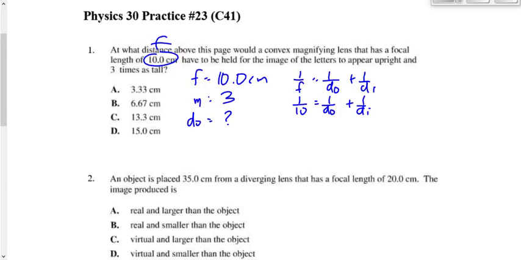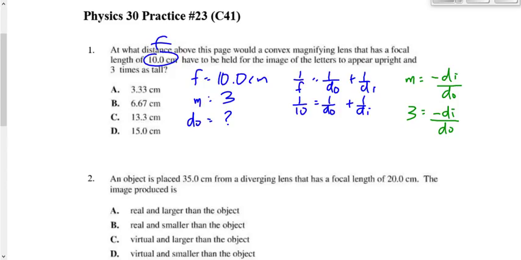Image of the letters. Let's try the other equation here. M is equal to, well, hi over ho, but we don't know anything about that, right? So let's go negative di over do. We don't know much about that either, except that we're looking for do. M is 3 equals negative di over, all right, that's not much help either, is it? What do you see here right now, though? Oh, come on, you math people. You guys are all math people. Don't lie.